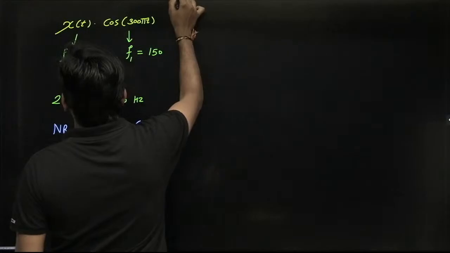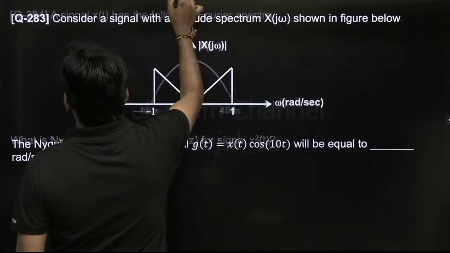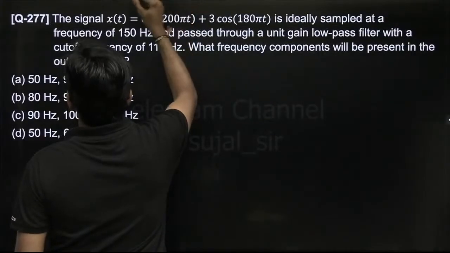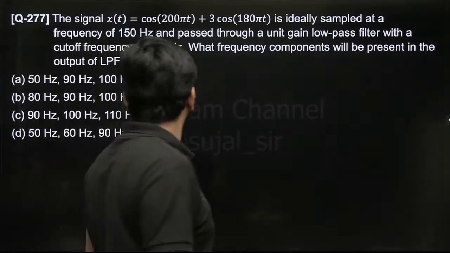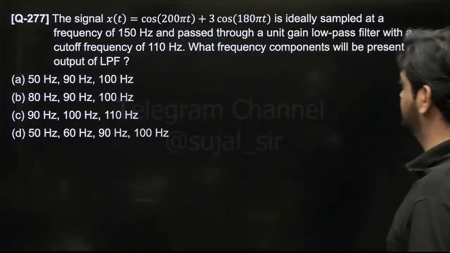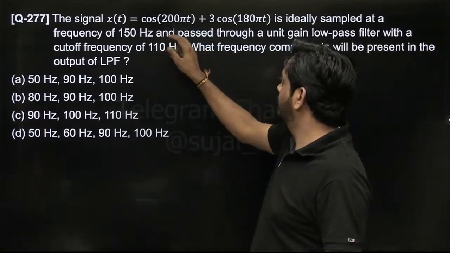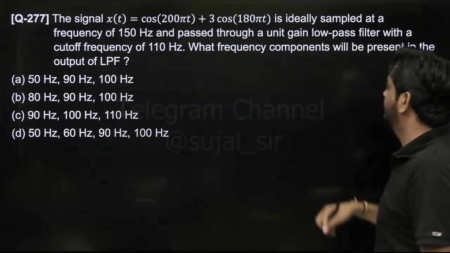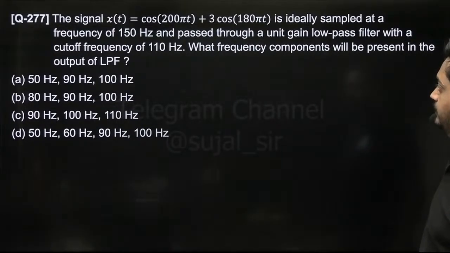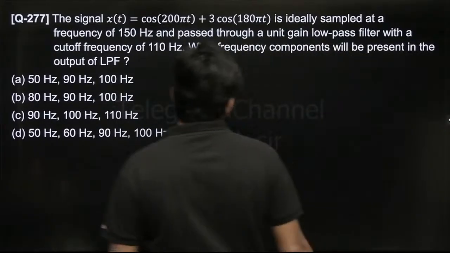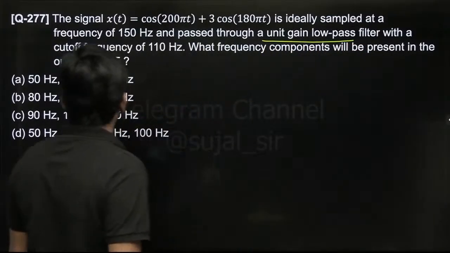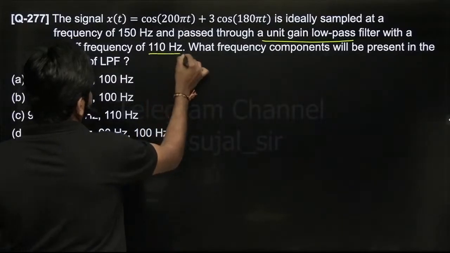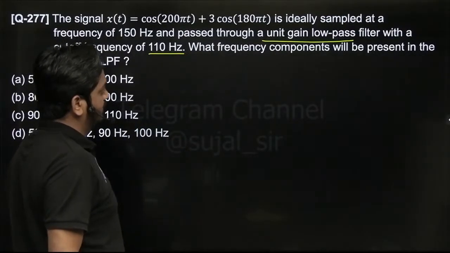Question number 276. Now question number 277. Let us solve this question. Now you can see the same question. The signal x of t equals cos 200 pi t plus 3 cos 180 pi t is ideally sampled at a frequency of 150 Hz and passed through a unit gain low pass filter with a cutoff frequency of 110 Hz. What frequency components will be present?